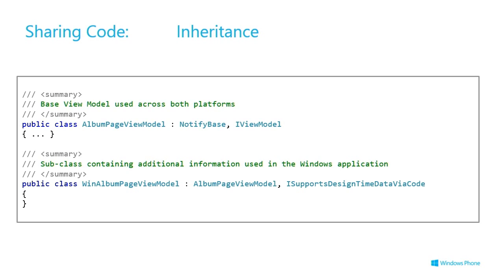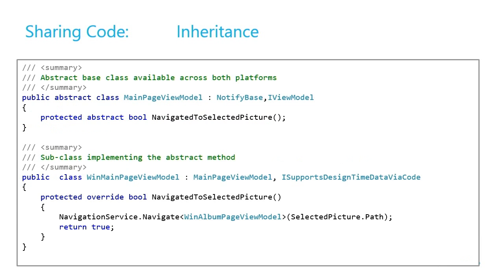And then you have a subclass, and we're using a naming convention of a Win album page view model, which inherits from that base class and adds additional methods. And we also have a Win Phone album page view model, which does the same thing for the Windows Phone platform.